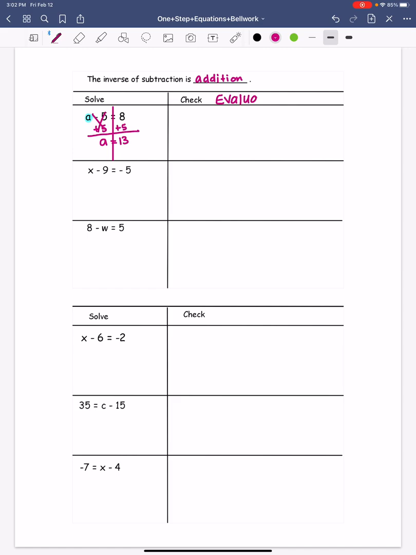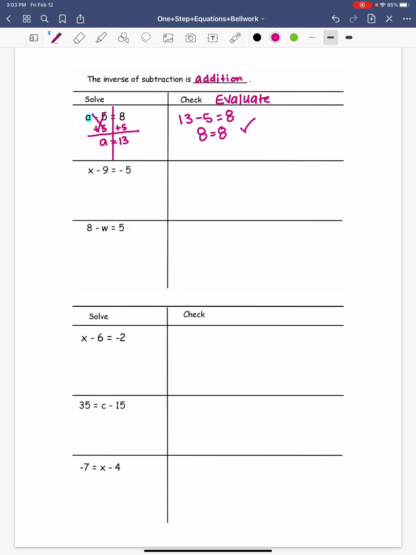Now we're going to evaluate or check our answer. We're going to plug 13 in for a, rewrite our equation. Now 13 minus 5 is 8, so 8 equals 8. We are good.